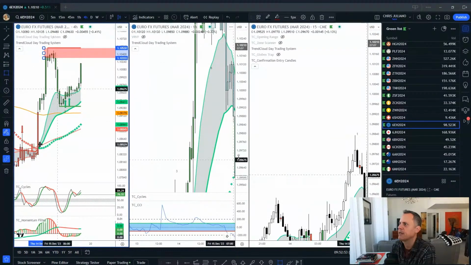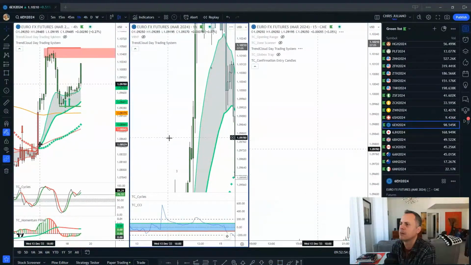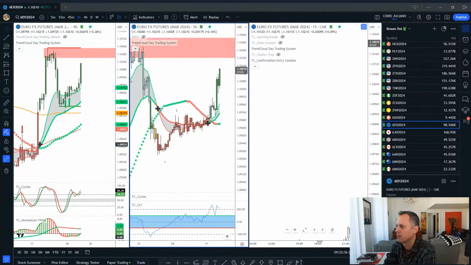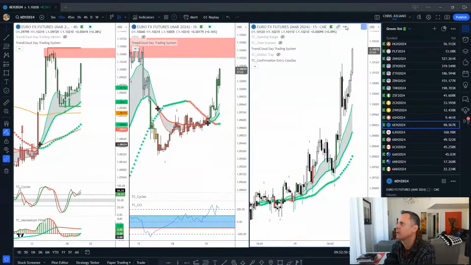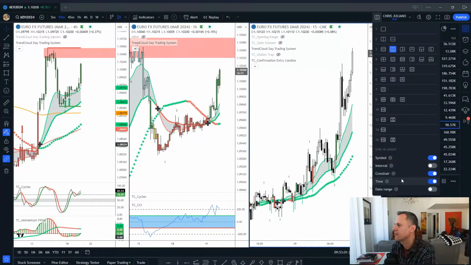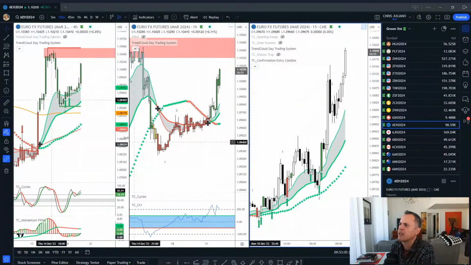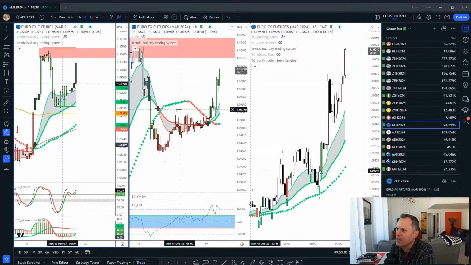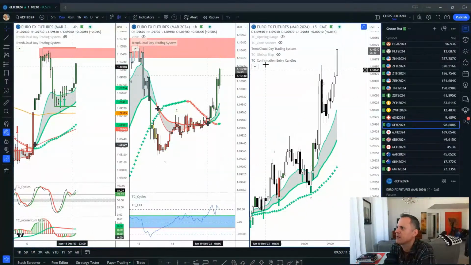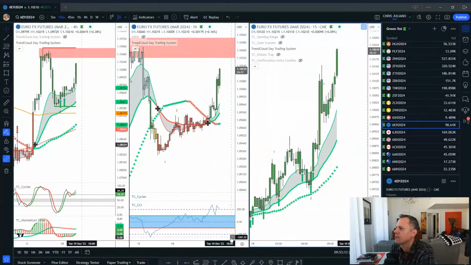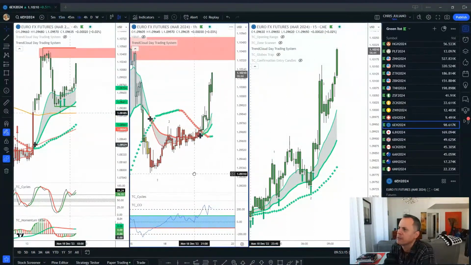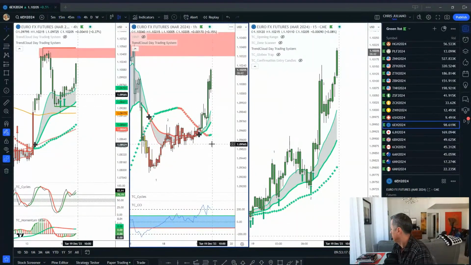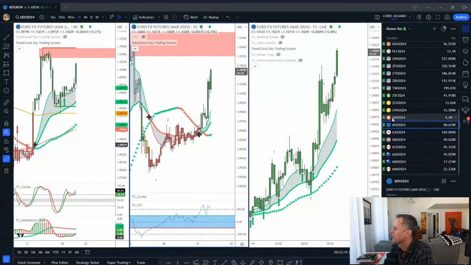And you can draw it like that. Okay. Let's switch time off. And there we go. Kind of looking like the gold situation, isn't it? Everything kind of looking like gold. Kind of looking like gold here.